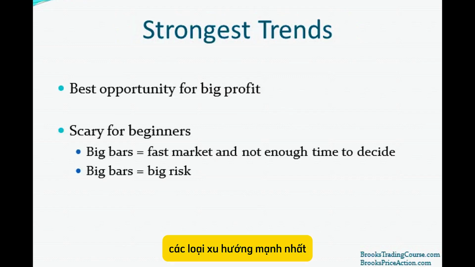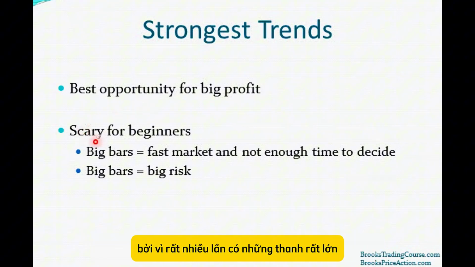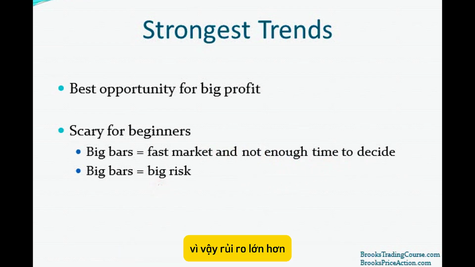The strongest types of trends provide the best opportunity for a big profit. However, they're often scary for beginners because a lot of times there are very big bars. Big bars mean fast market and not enough time to make decisions, and they also mean the stop is further away, so the risk is bigger.